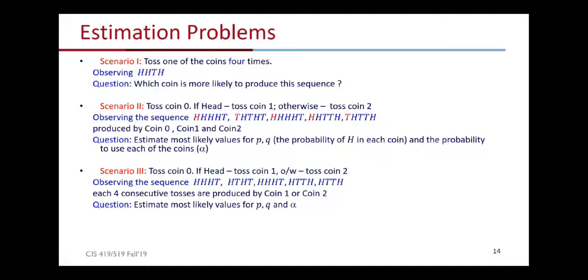The third scenario is the same as the second scenario, only that I drop the red character. So you observe the 4 coin tosses in each case, but I drop the information of which coin produced it, whether it's coin 1, the P1, or coin 2, the Q1. How can you estimate the most likely values of P, Q, and alpha now?